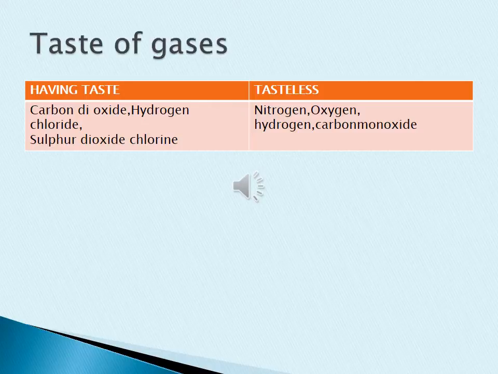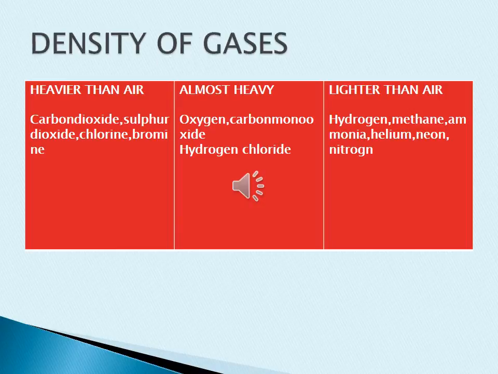After that, we will study about density of gases. What is density of gases? What do you see on the screen? Now listen carefully, children. Density of gases. வாயுக்களினுடைய அடர்த்தி. Now, the density of gases with respect to air.